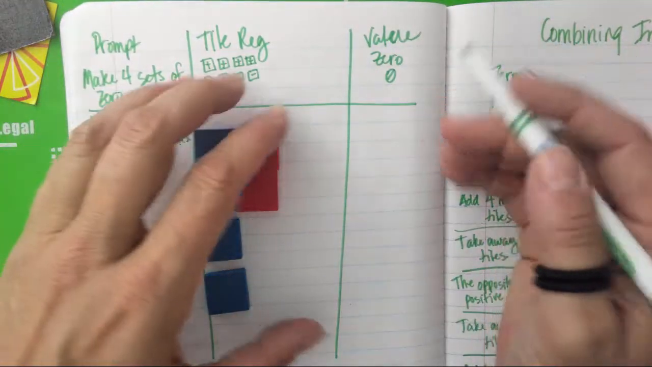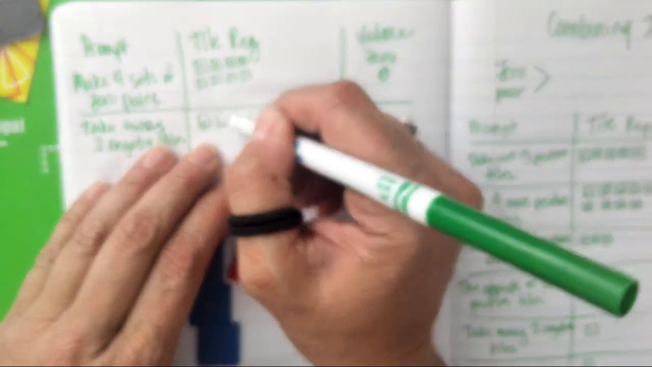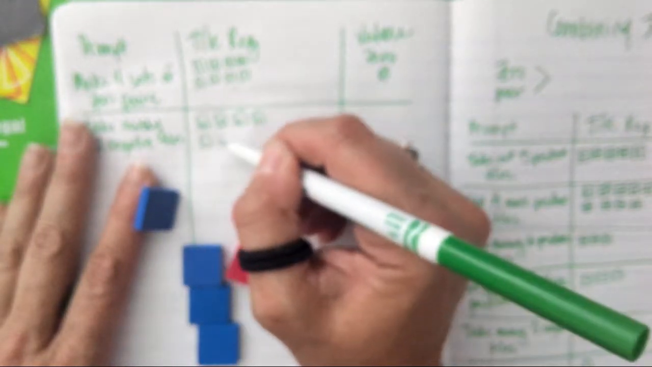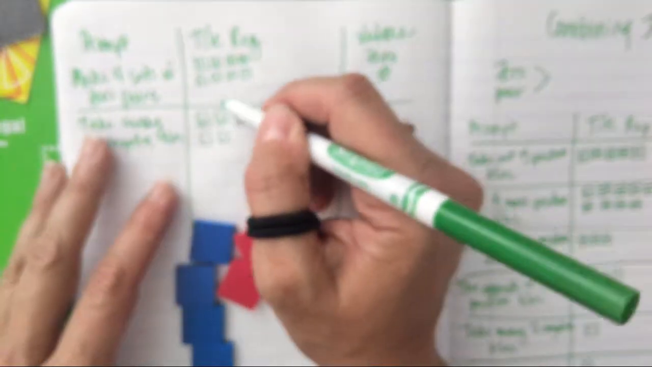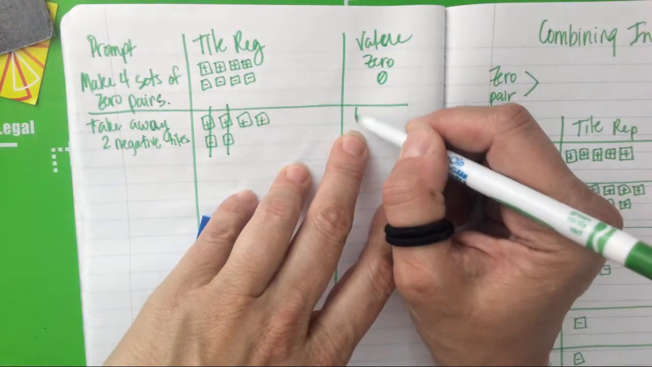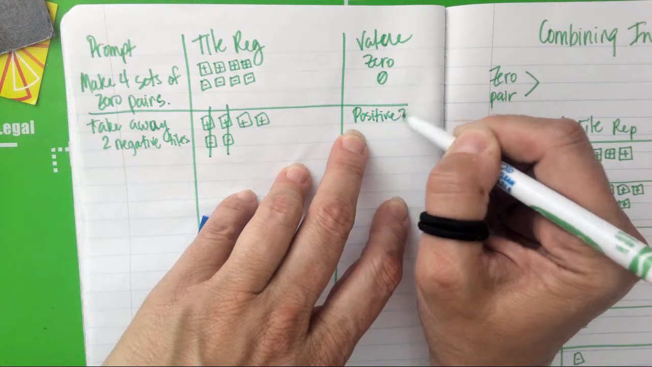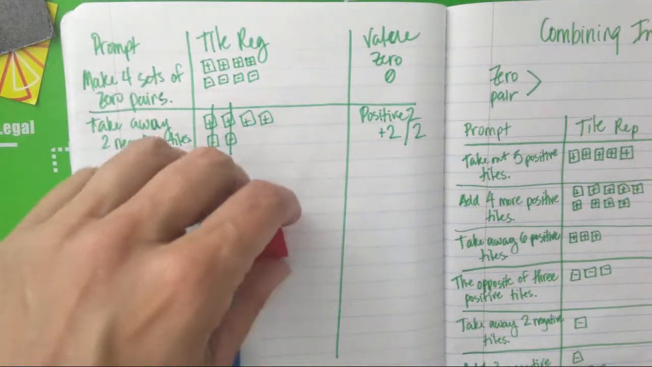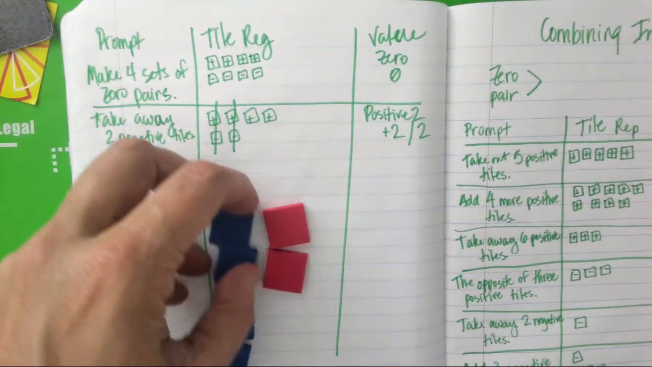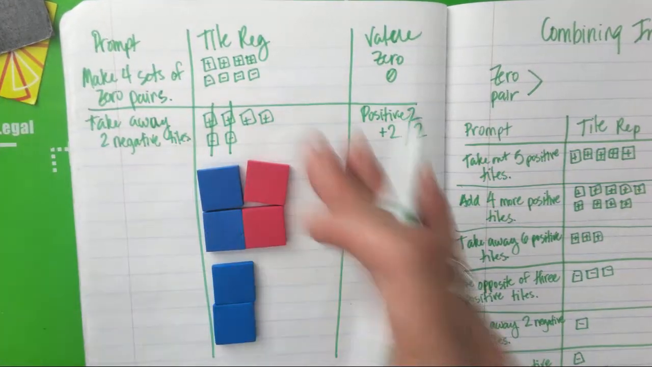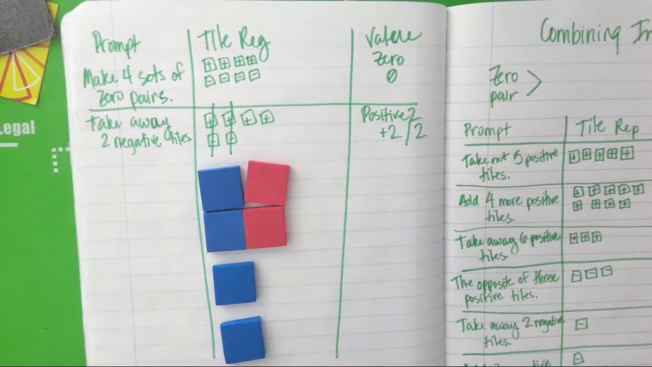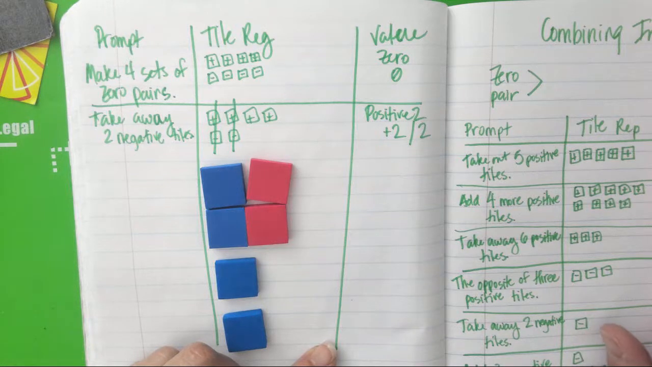So then our value: I've got my 4 positives, and then I took away 2 negatives, right? So these have canceled each other out and made 0. Good job. So what is my value? Positive 2. Or just our plain little 2 sitting there by himself, right? So when you're looking at these, not all of these have an opposite pair anymore, so they don't make 0, so I still have 2 positive tiles left. Okay?